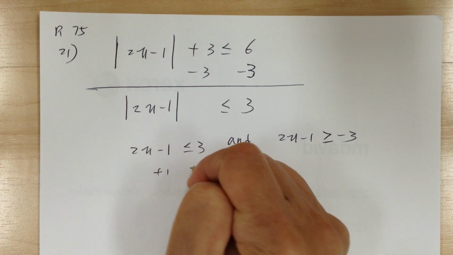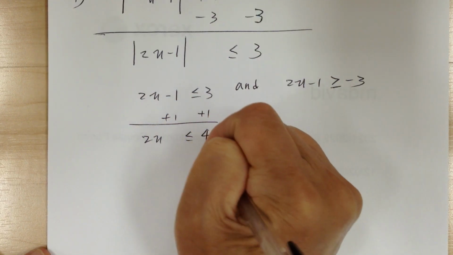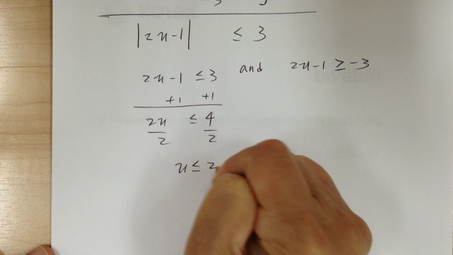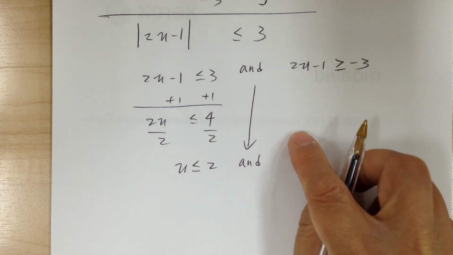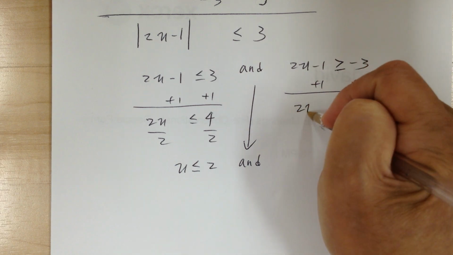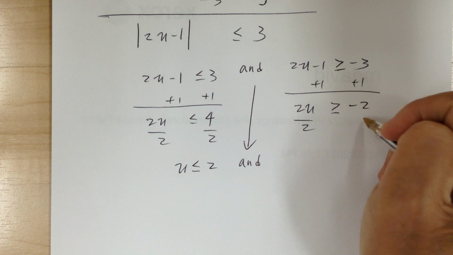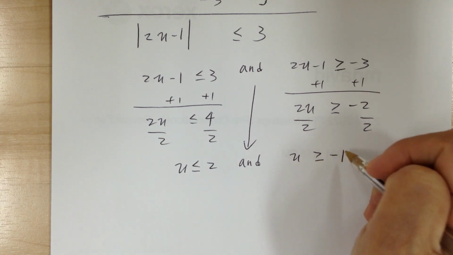So plus 1 on each side. So you got 2u is less than or equal to 4, divided by 2, divided by 2. So you got u is less than or equal to 2, and that's an AND. So don't forget your conjunction. This one you plus 1 on both sides. So you got 2u is greater than or equal to -2, divided by 2, divided by 2. So u is greater than or equal to -1.